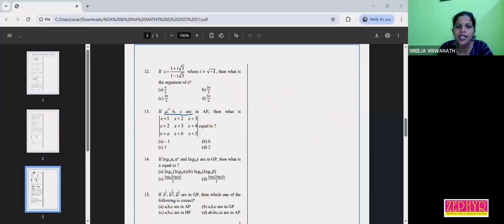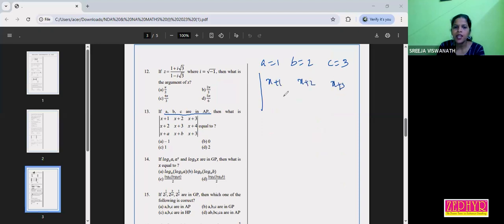If A, B, C are in AP, then what is the value of the determinant? You don't need to open the determinant. A, B, C are in AP, so we can take any AP. It's true for all AP. So I just take A equal to 1, B equal to 2, and C equal to 3. Then 1, 2, 3 are in AP. Then the determinant becomes: first row x plus 1, x plus 2, x plus 3; second row x plus 2, x plus 3, x plus 4; and the third row becomes x plus 1, x plus 2, x plus 3. Now the first row and third row are the same, so the answer is 0.